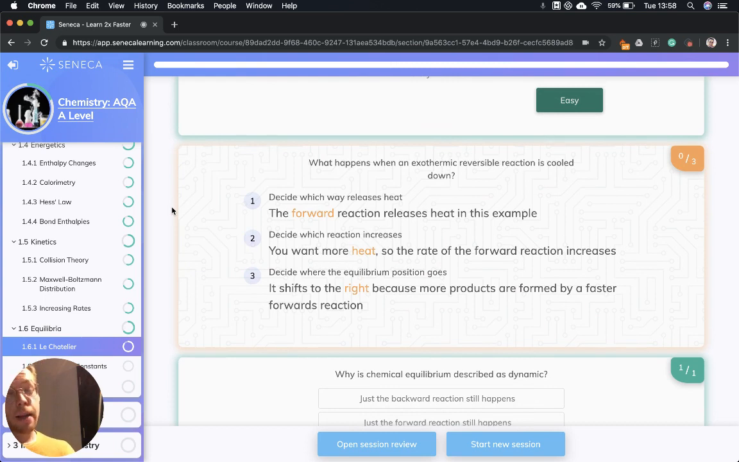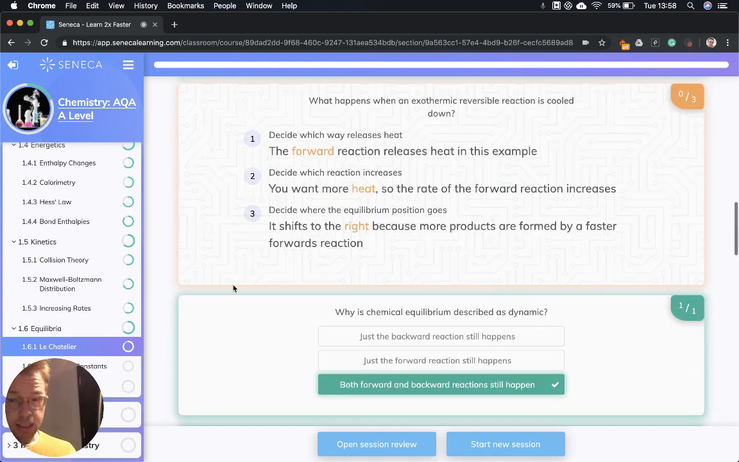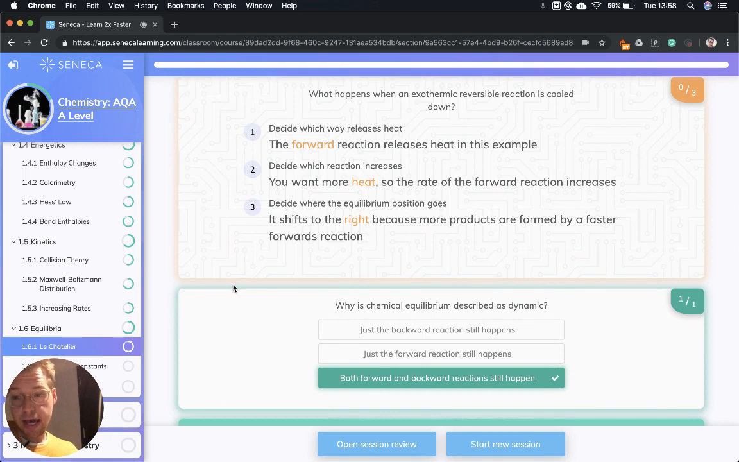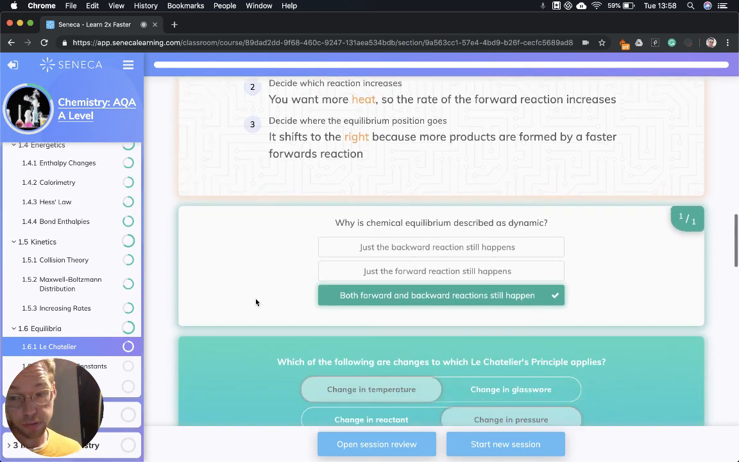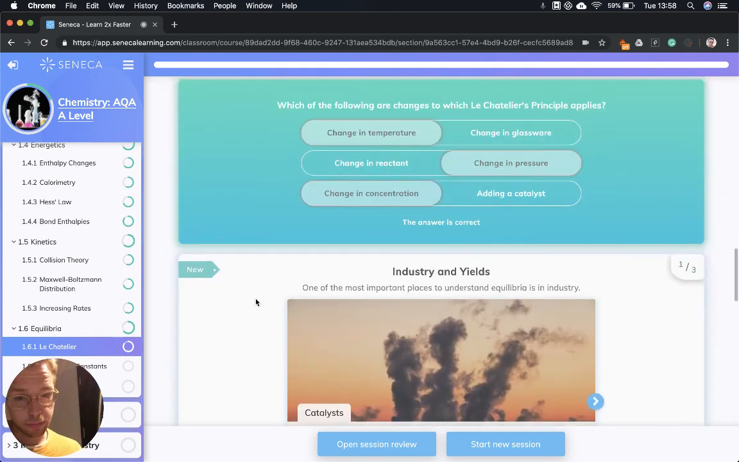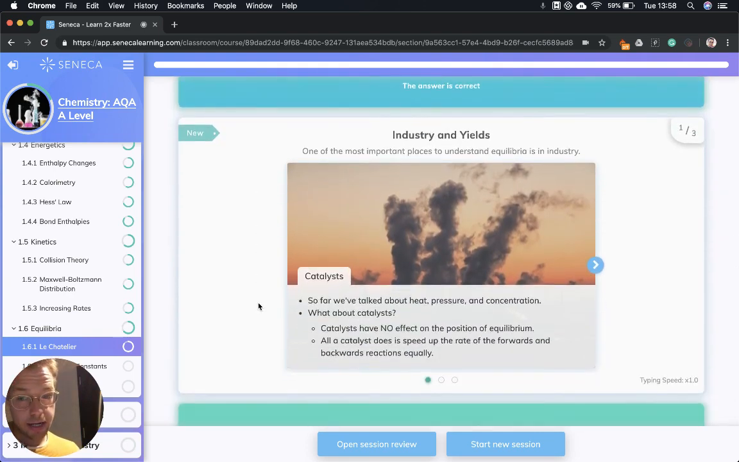So let's just consolidate this by running through an example. What happens when an exothermic reversible reaction is cooled down? In an exothermic reversible reaction, the forward reaction is going to be releasing heat. So if we cool down the system, we want more heat, so the rate of the forward reaction will increase, so the equilibrium will shift to the right because more products will be formed. So that's how we can decide what is going to be happening to a system at equilibrium using Le Chatelier's principle. Let's talk about industry and yield next.